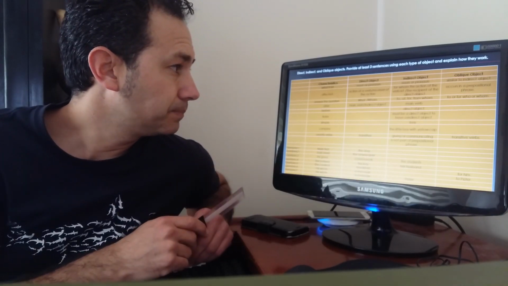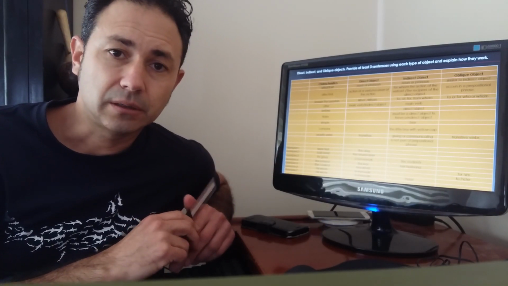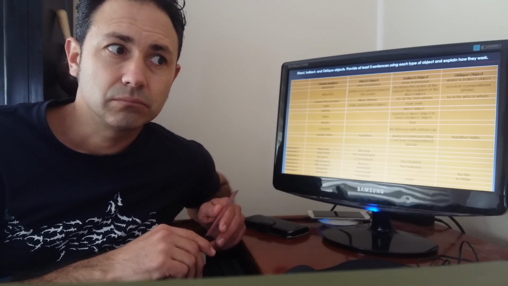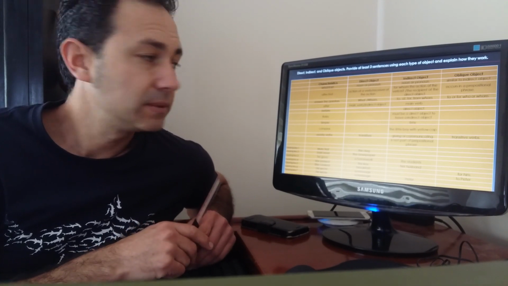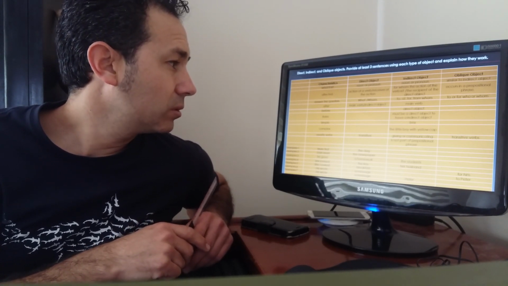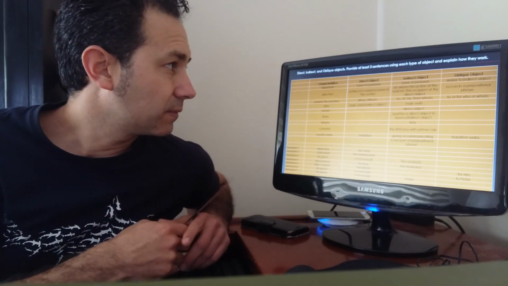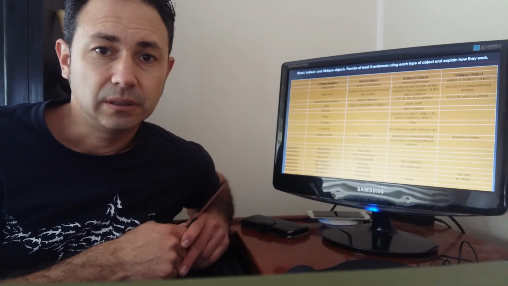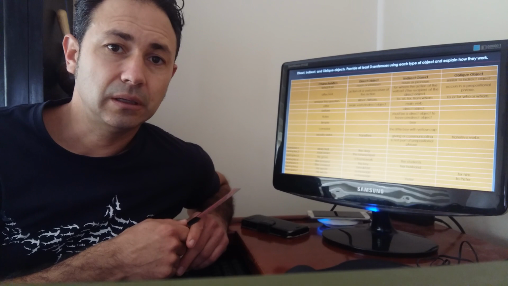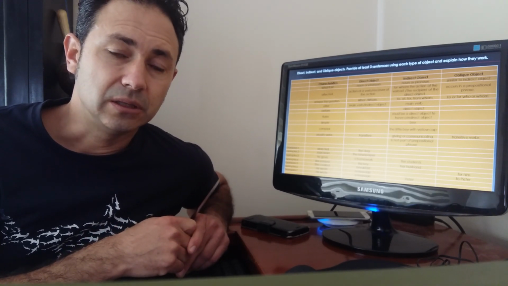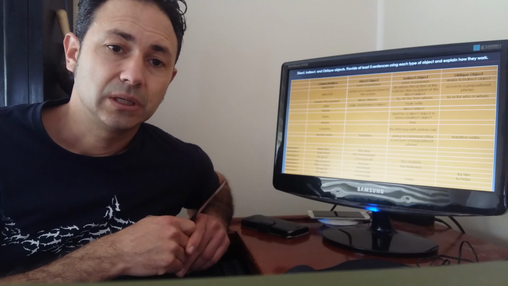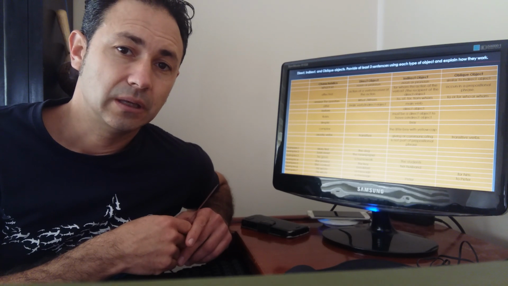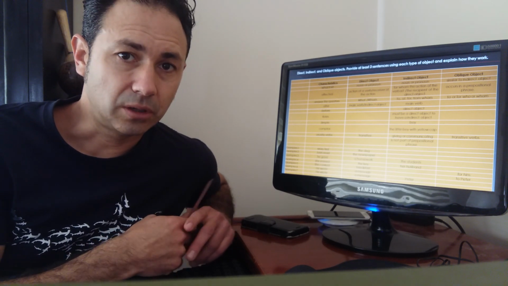Then we have the indirect object. The indirect object will always be after the main verb and before the direct object. Some rules: in the case of the indirect object, there must be a direct object to have an indirect object. So a direct object can be without an indirect object, but not in the other direction. If there isn't a direct object, there can't be an indirect object.